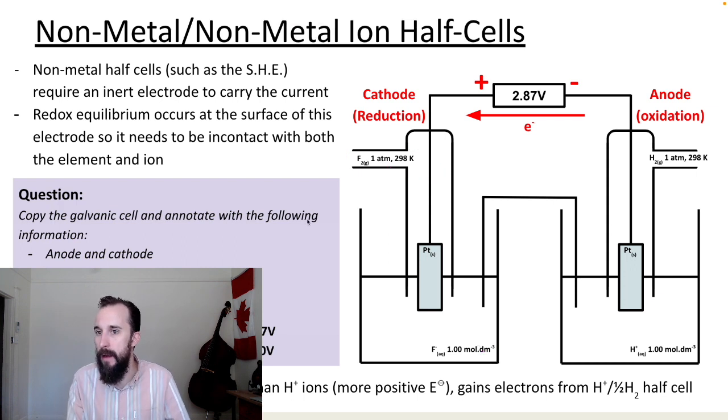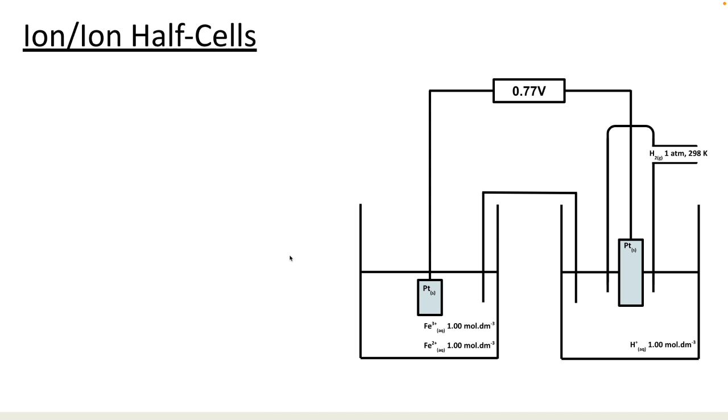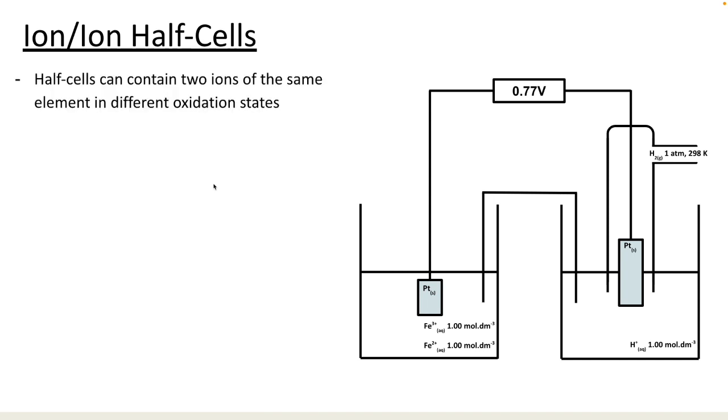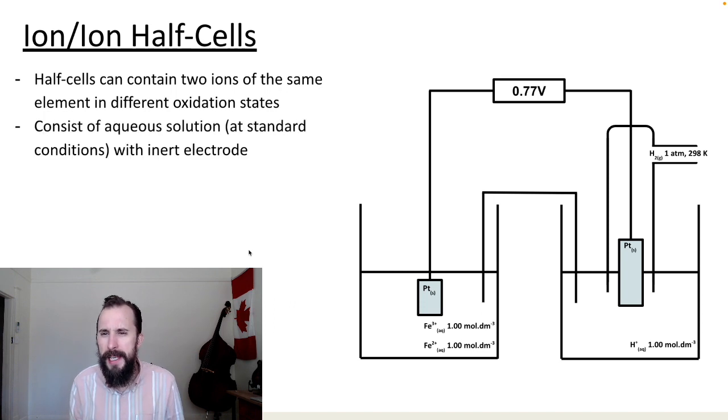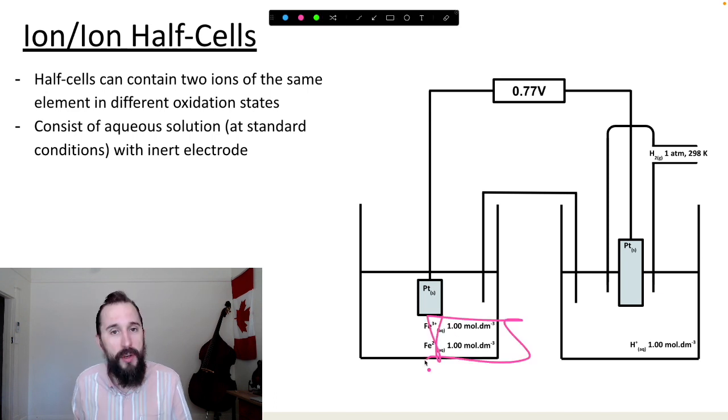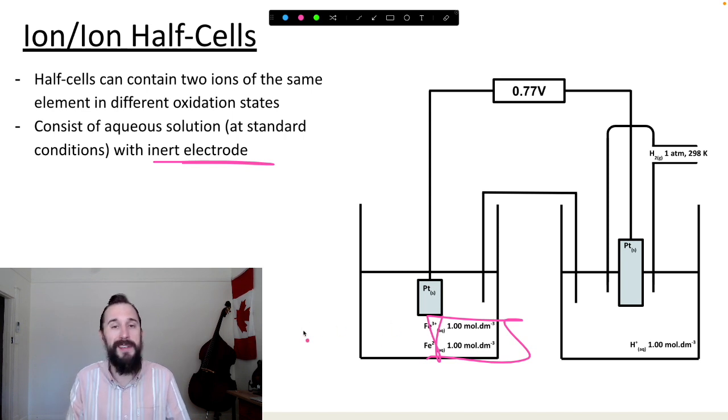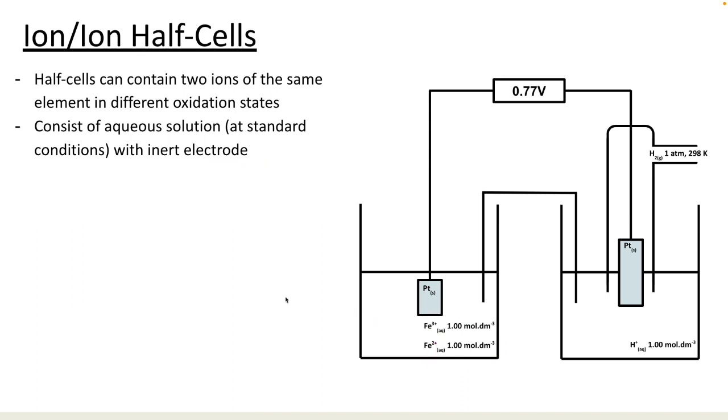The last kind is an ion-ion half cell. So we can also have half cells that contain two ions of the same element in a different oxidation state, for example, Fe3+ and Fe2+. There's still a transfer of electrons occurring there. It consists of aqueous solutions, again, our standard conditions. So we have those standard concentrations, 1 mole per decimeter cubed, and we have those inert electrodes because they're going to be able to carry that current, carry that electron flow, without interfering in the redox itself.